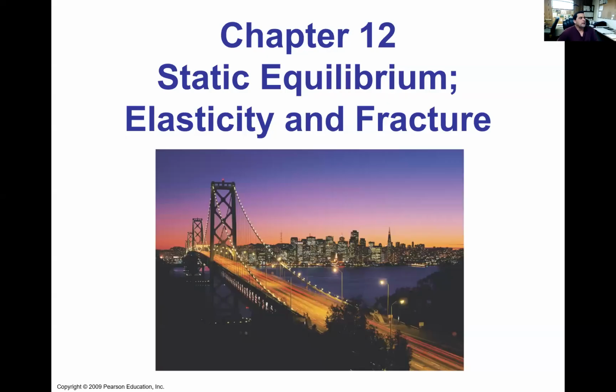What's important to talk about with chapter 12 before we even get started is that most of you who are going to be going for any engineering degree are going to be taking an entire semester on this chapter subject, statics or static equilibrium. So in this chapter, we're going to talk about static equilibrium, elasticity, and fracture.